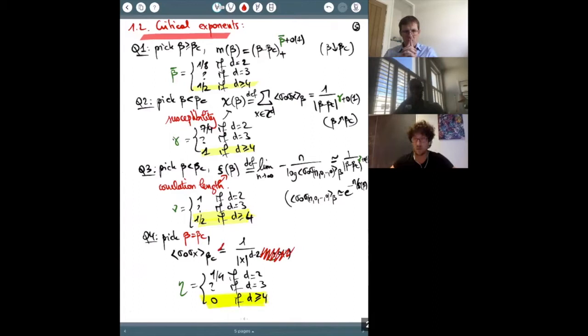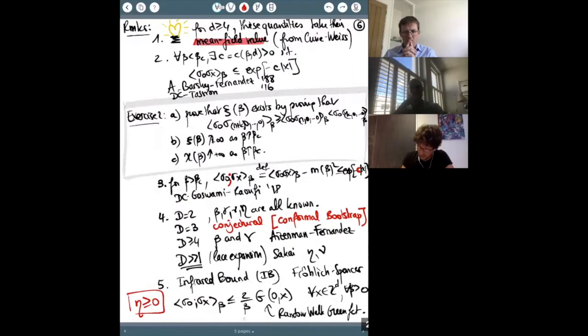Right, the Green function decays like 1 over x to the d minus 2. So that's why physicists write it as d minus 2 plus a defect exponent eta. And what we will know and will use very heavily is that, in fact, sigma 0, sigma x is always smaller or equal to a constant divided by x to the d minus 2.